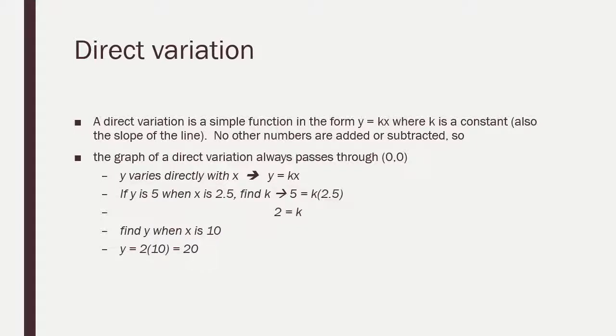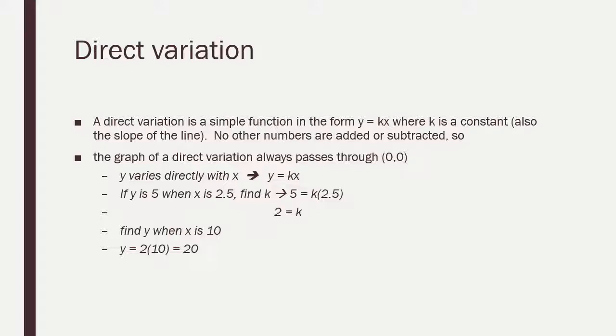One special kind of function is called a direct variation. It always occurs in this format, y equals kx. K is the constant of variation, also called the slope because it's the coefficient of x. And notice that no other constant is being added or subtracted in this equation. That forces this linear equation to pass through the point (0, 0) because it will never have a y-intercept.